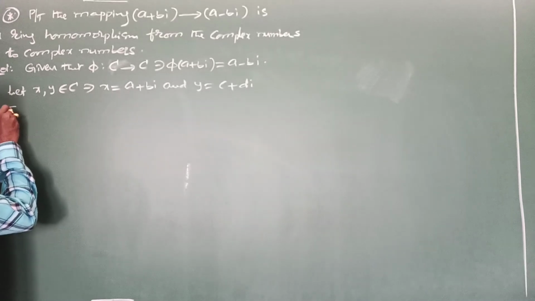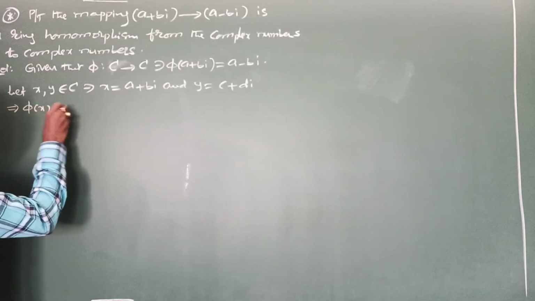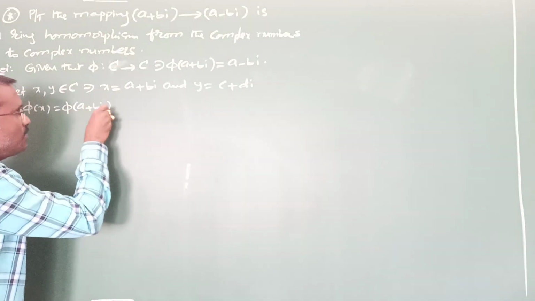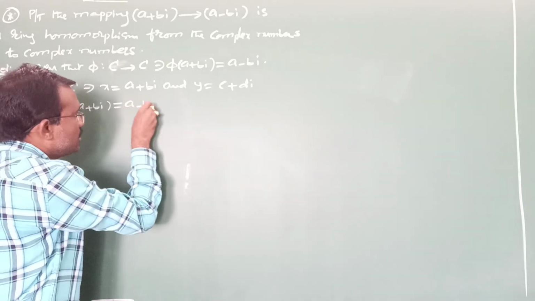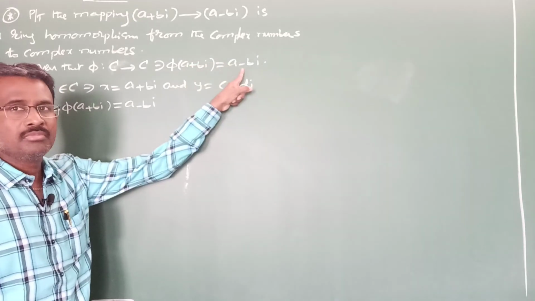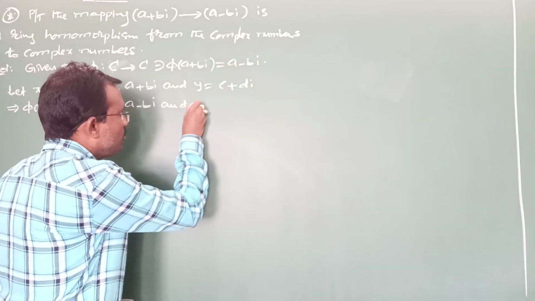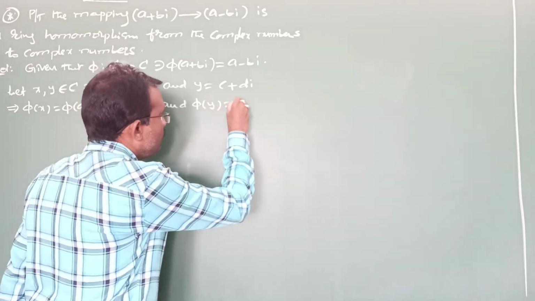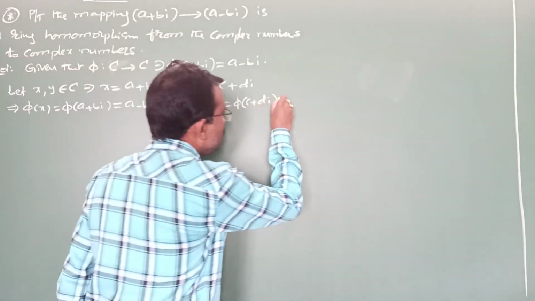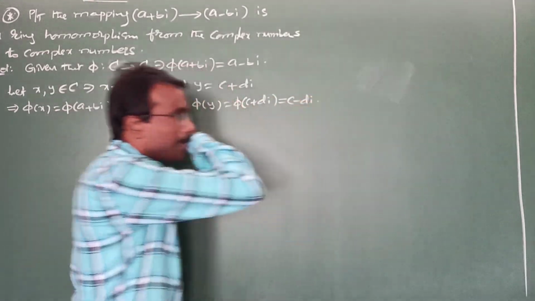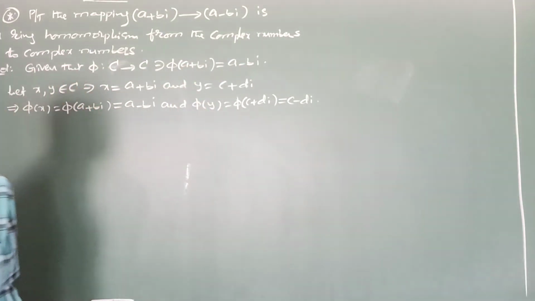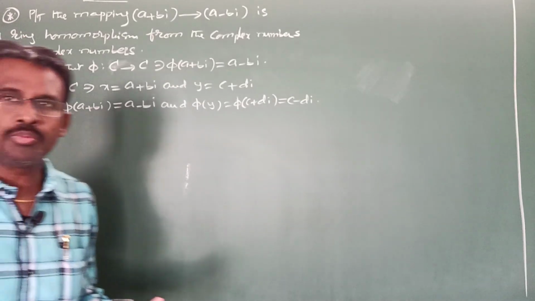From this let us define phi of x and phi of y separately. What is phi of x? It is phi of a plus bi, clearly I am writing. What is phi of a plus bi? It should be a minus bi. See the definition here. Phi of a plus bi is a minus bi. In the similar way, you can go for phi of y, which is phi of c plus di. What is phi of c plus di? Is it c minus di or not? Right? Have you understood the definition's meaning? Phi of a plus bi should be what? A minus bi, right?